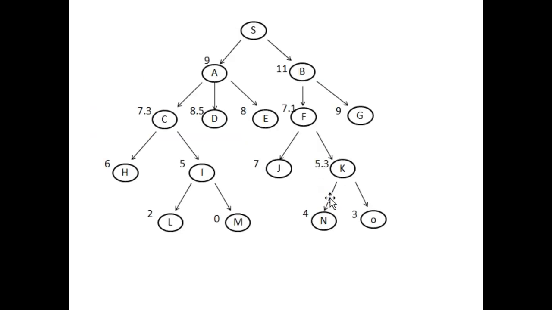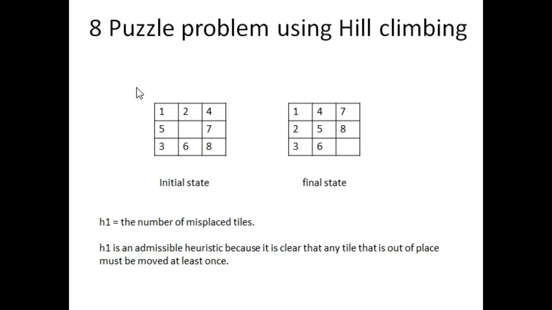In our previous lecture we solved this problem. The initial state is S and the goal state is M. These values are heuristic values for each node, and we solved this problem by using the hill climbing search technique. We also solved the 8 puzzle problem by using hill climbing, and the initial state is here and the final state is here.